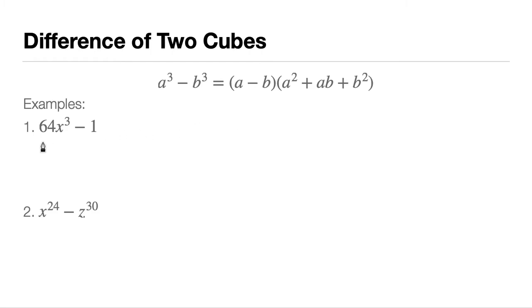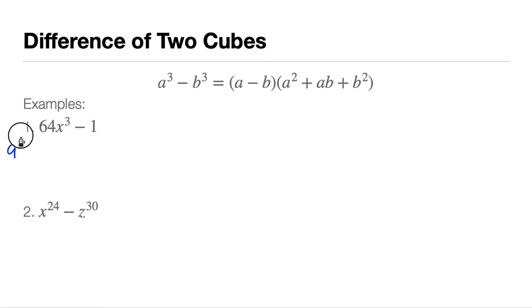So let's try. For number one, we have 64x cubed minus 1. Again, we still need some knowledge of cube roots. What we're going to do is get the cube of the first term and the cube of the second term, then get the cube root of each, and follow the formula. So for number one, what is the cube root of 64x cubed?